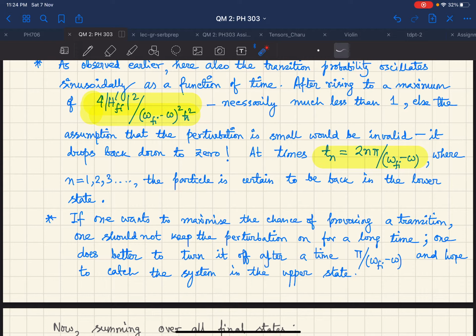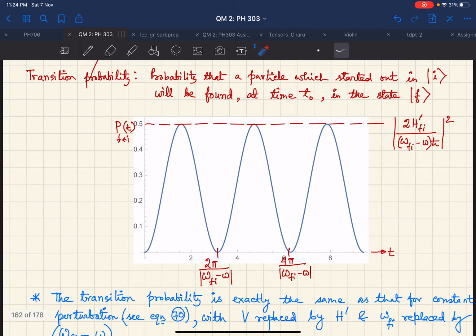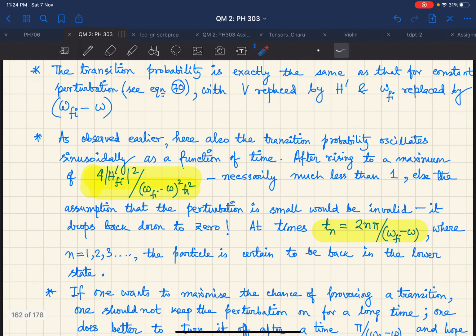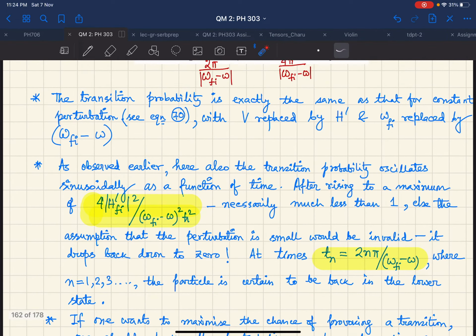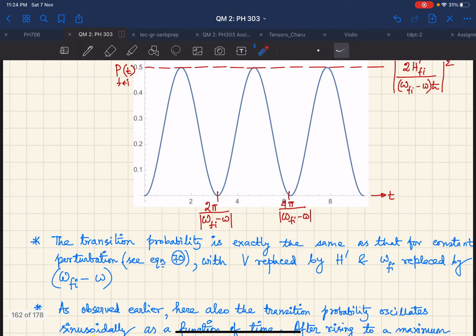So there is an interesting conclusion that you can make from here, that the particle is actually certain to be back in the lower state. It is not that once it goes to the upper state, it will not come back. It will definitely come back, and you know the time by which it has to come back to 0. So that means the probability of finding the atom in the higher state will become 0 at these points of time.